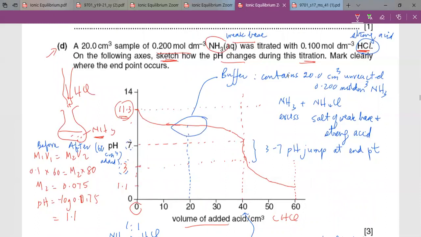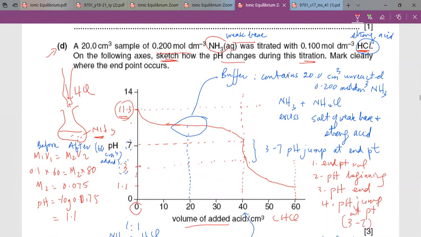Now I told you already, to sketch the graph you must know number 1, the end point volume. Number 2, the pH at the beginning, before you add anything. 3, the pH at the end of titration. 4, the pH jump at the end point. Of course, in this case it is a weak base and strong acid, so the jump is 3 to 7. The pH at the beginning is 11.3.